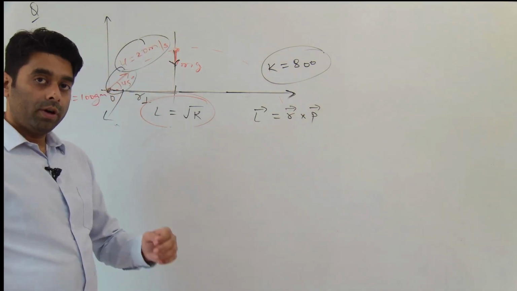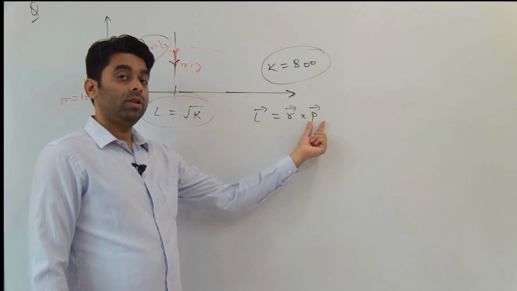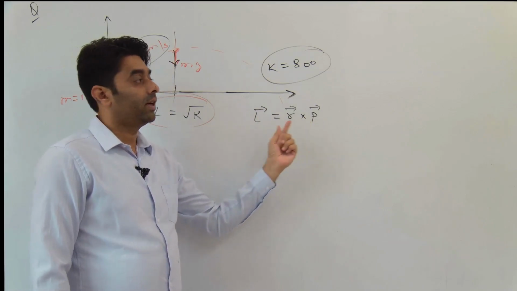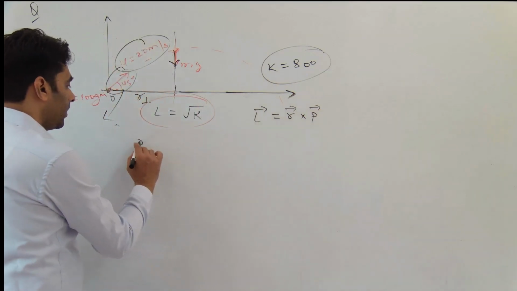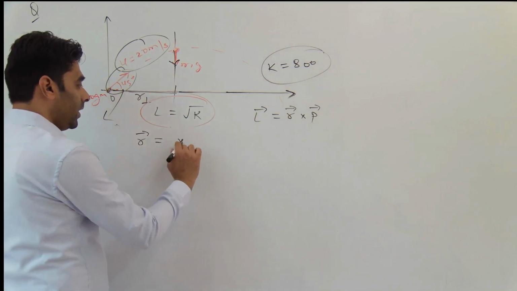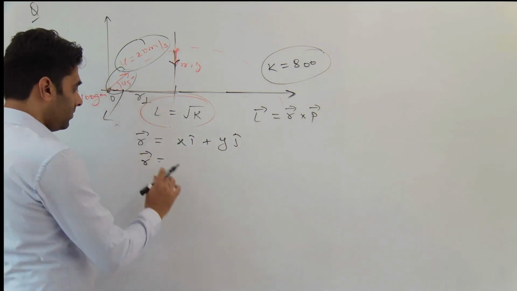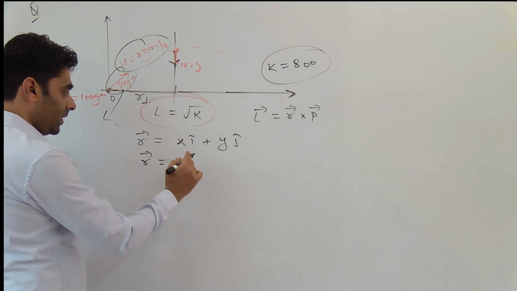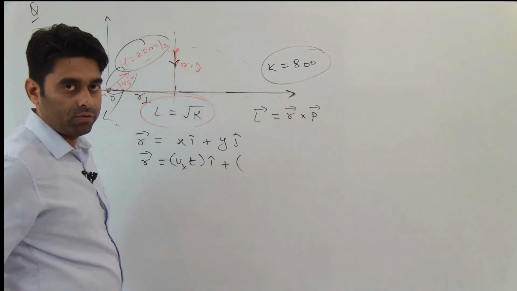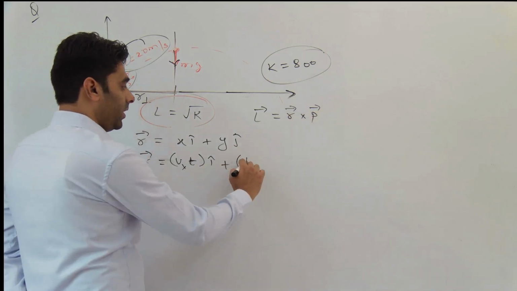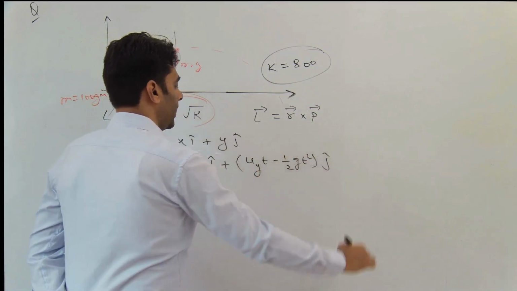That means what we can do is, we first find the position vector of the particle at t equals 2 seconds. We find the momentum of the particle at t equals 2 seconds, and then do the cross product. That way also your answer will come. How do we write it? The r vector for this particle will be x i cap plus y j cap. The displacement in x direction will be Vx into t i cap, plus, in y direction, the displacement can be written as uy t minus half g t square j cap. I hope it's okay with you.